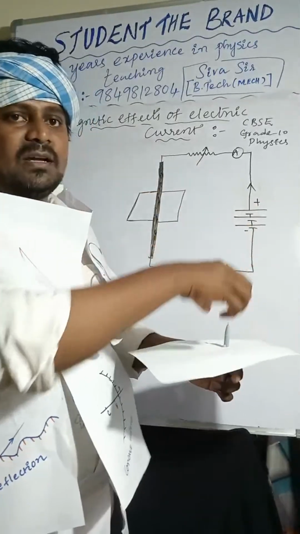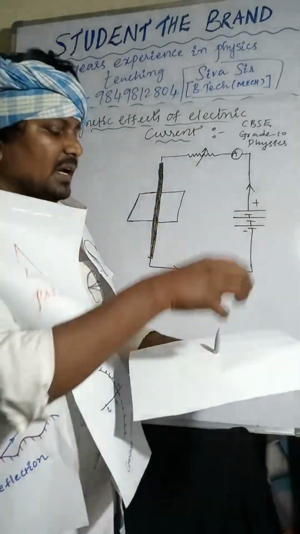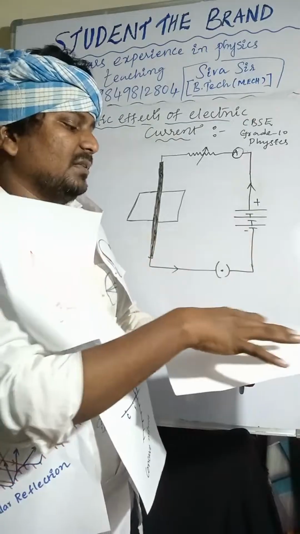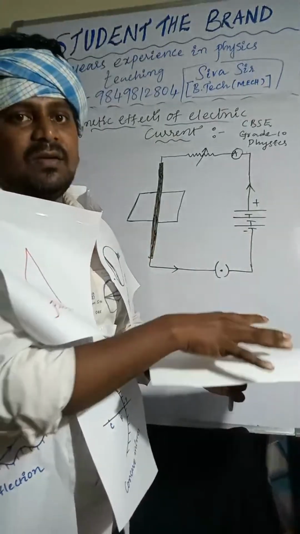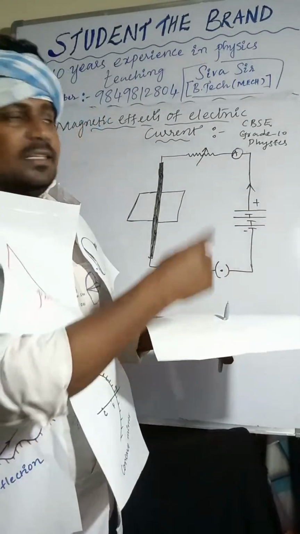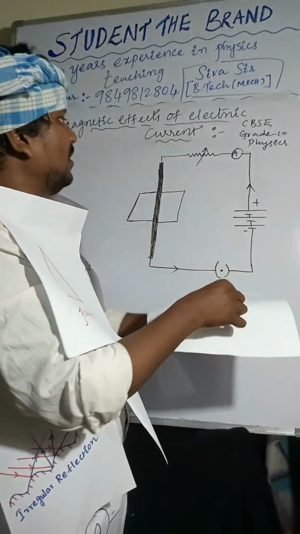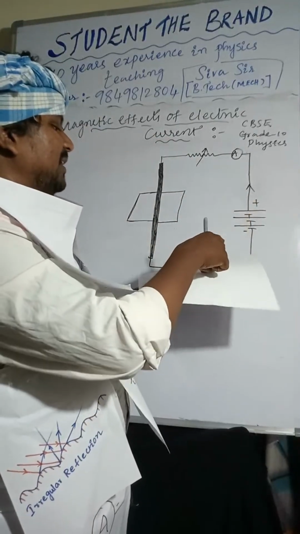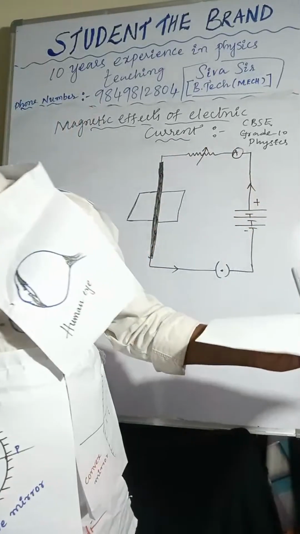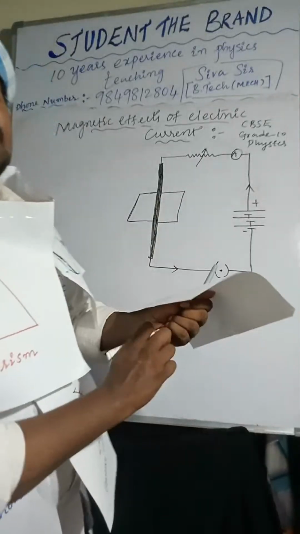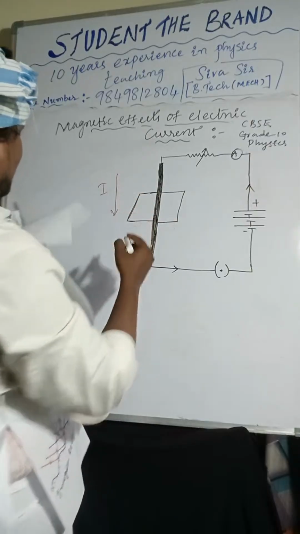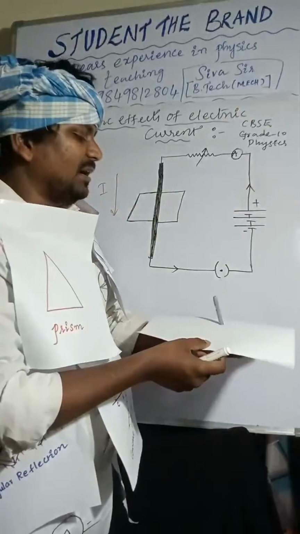Around it, current is passing, as I said. If you sprinkle the iron particles like this, around this conductor the iron particles will be there. Yes or no? The current is moving like this, in the downward direction. I am taking this diagram only. Here also you are taking the current direction downward.